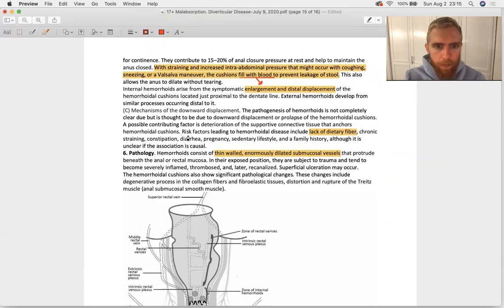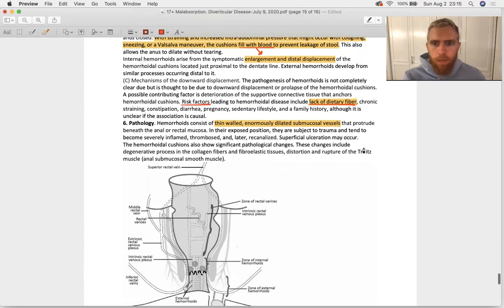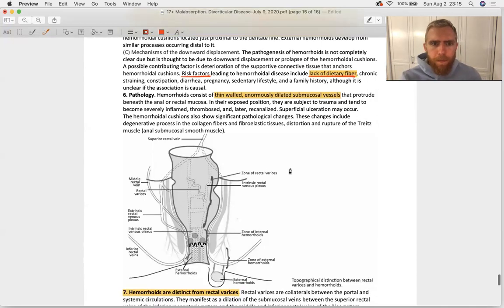We think that a big risk factor leading to hemorrhoids is lack of dietary fiber, and all the other risk factors in this paragraph make a whole lot of sense to me. Or they're at least the type of things that you would guess on a test.